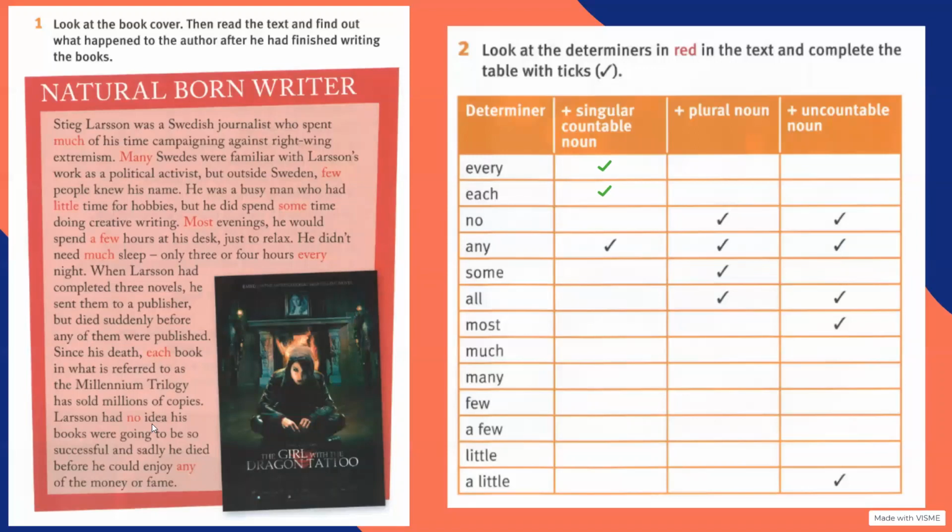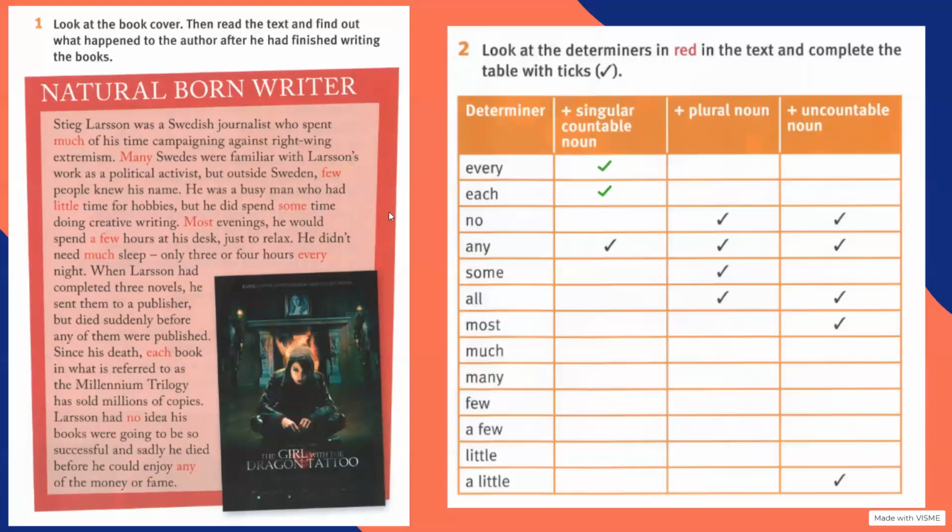And in this metaphorical sense, it is an uncountable noun, but it can also appear in front of a plural noun. He had no trousers, for instance, but not in front of a singular countable noun. Any, as we have discussed, can appear in all 3 cases. Some can appear with a plural noun, but it can also appear with an uncountable noun. For instance, some water. Water is uncountable. But in the text, it appears next to a plural noun.